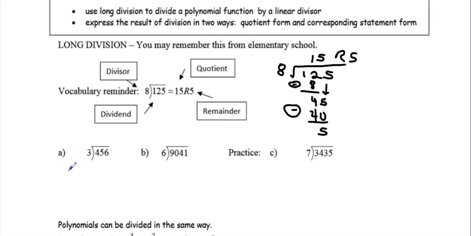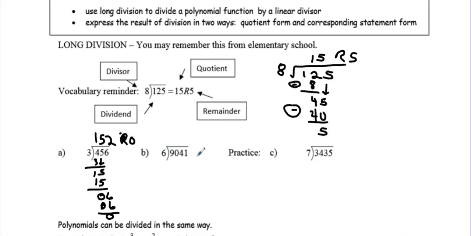Okay, so 3 into 456. 3 goes into 4 one time. Not much room here. Bring down the 5. 3 goes into 15 5 times. That's 15 and 0. Bring down the 6. 3 goes into 6 2 times. 2 times 3 is 6. I didn't really need the 0 there. And we have a remainder of 0. We normally don't write remainder 0, but I'll just put it here for now.